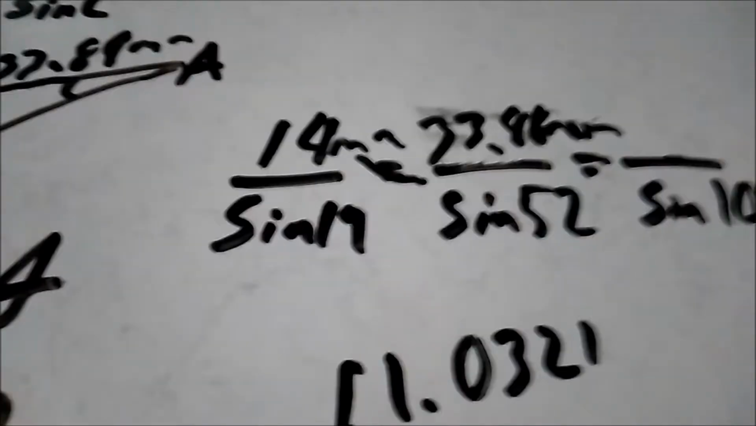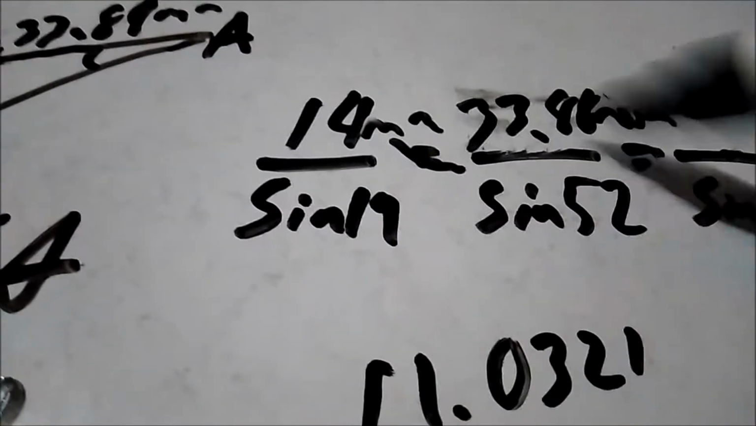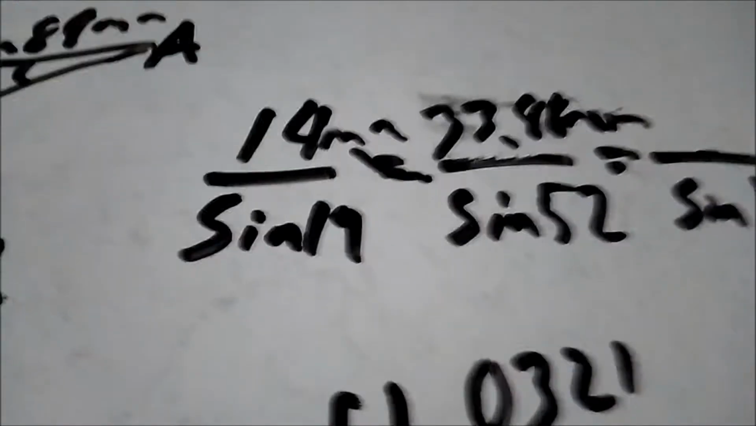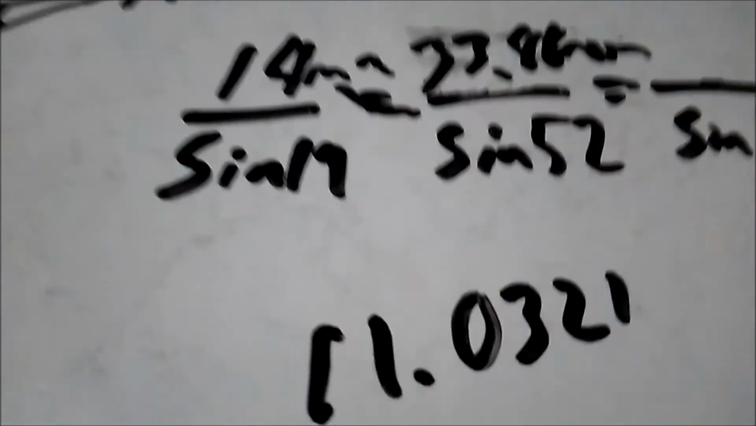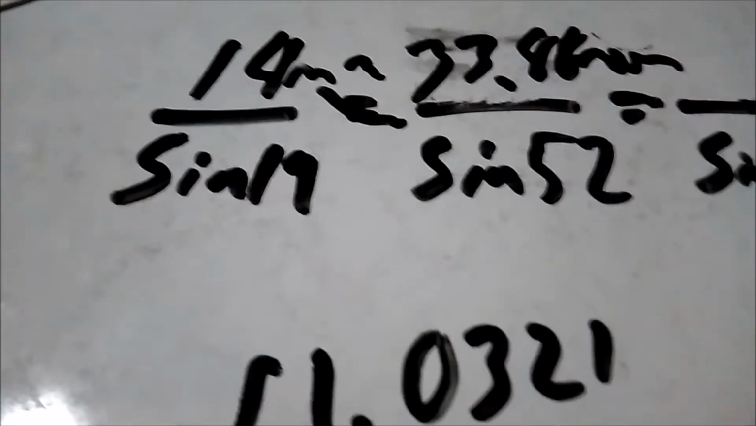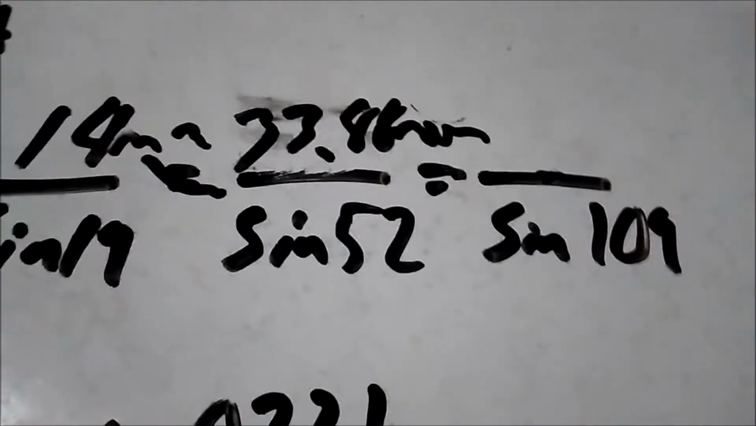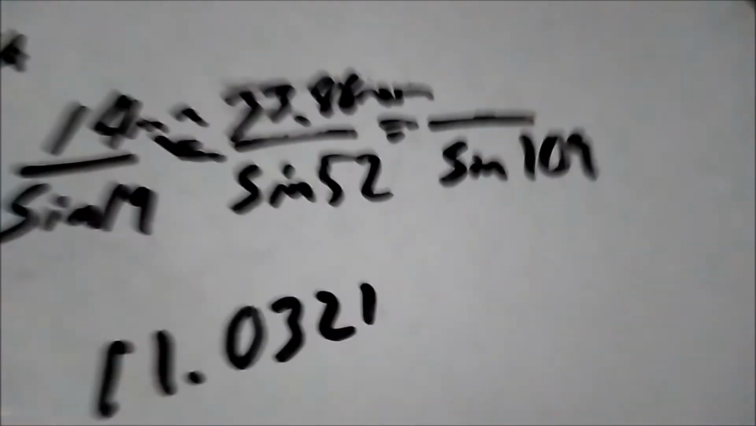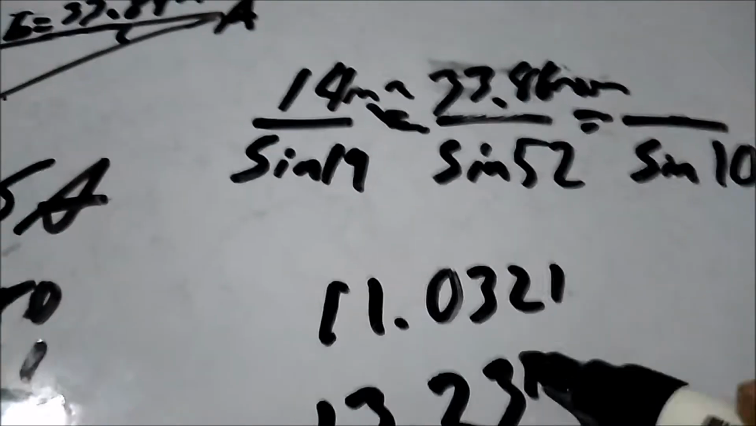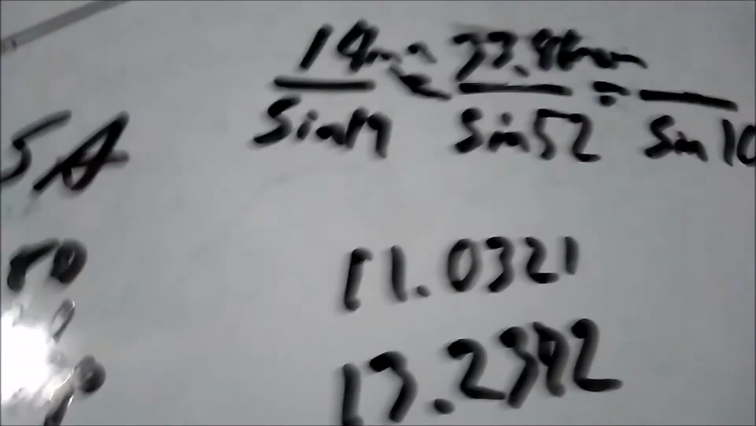And to find side c, you should do the same thing: cross multiplication. If you're not sure about your answer, use the first given values rather than the computed ones, because you might get the second one wrong. So let me retype it. 14 millimeters times sin 109. So that's it, and you'll get 13.2372. Also remember that you shouldn't round it off.